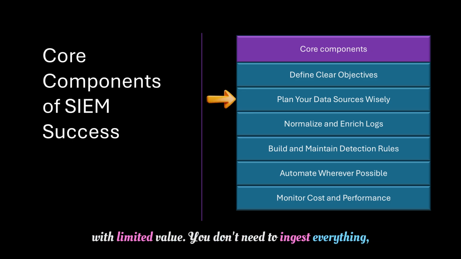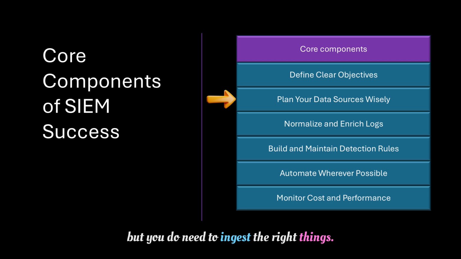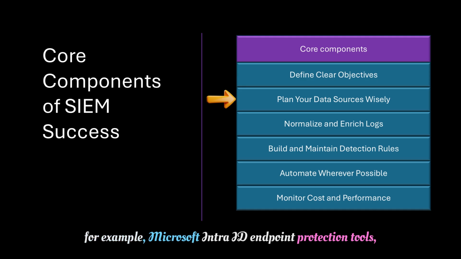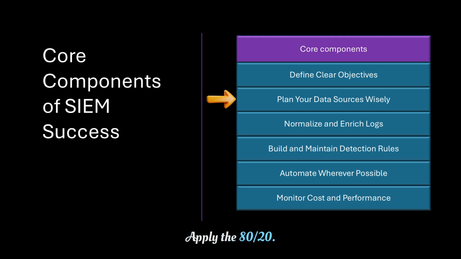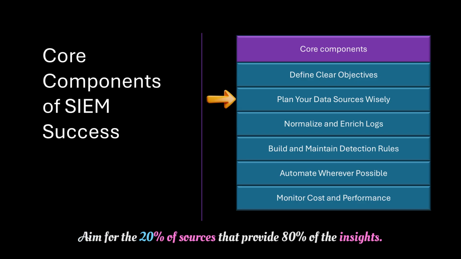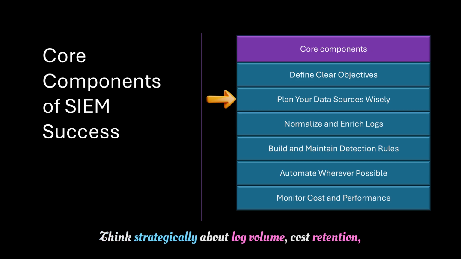You don't need to ingest everything, but you do need to ingest the right things. Focus on high-value data sources like identity systems, for example, Microsoft Entra ID, endpoint protection tools, firewalls, cloud audit logs, and critical application logs. Apply the 80/20 rule. Aim for the 20% of sources that provide 80% of the insights. Think strategically about log volume, cost, retention, and what each source contributes to your security outcomes.